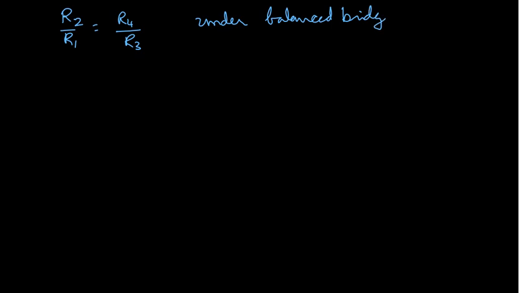Balanced bridge condition. Have you understood? Will you be able to do it on your own? Kind of. Okay. So since we said R4 is the unknown resistance, therefore R4 equals R2 by R1 into R3. This is how we should be doing in the numericals.